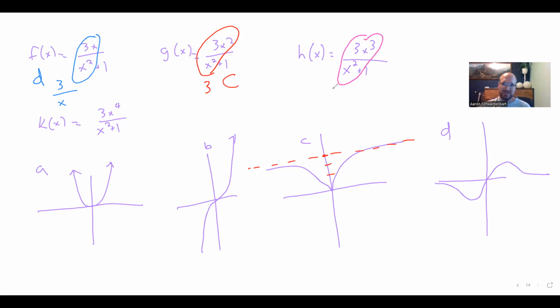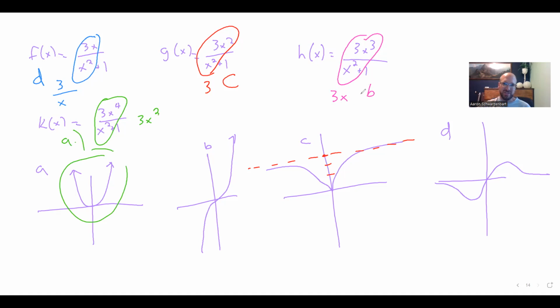Right here, when I reduce that, I get 3x. This kind of looks like y equals x. Looks a little more like an x cubed, just because of how this is scaled. But this is B. That one you could also use process of elimination on. And here we've got 3x to the 4th over x squared. That's 3x squared. Oh, that one's definitely there. So A.